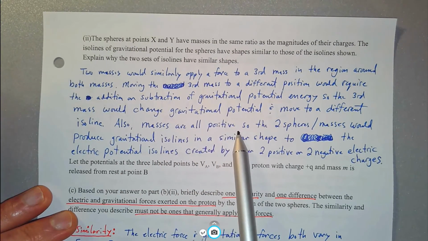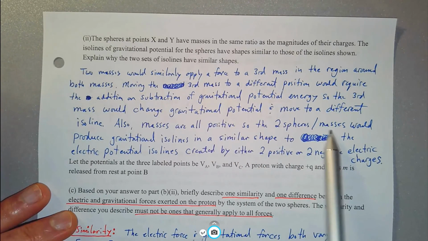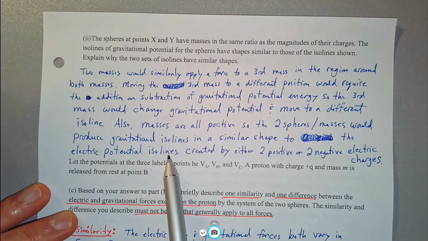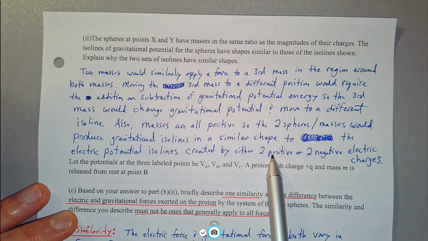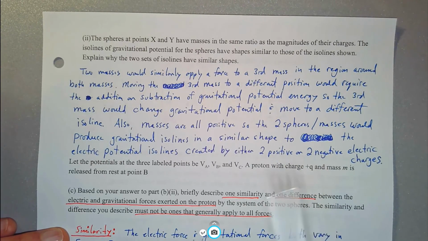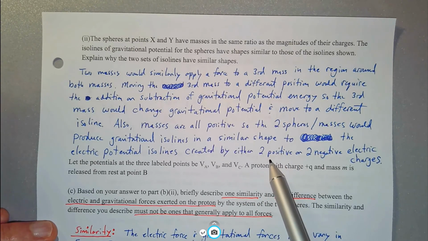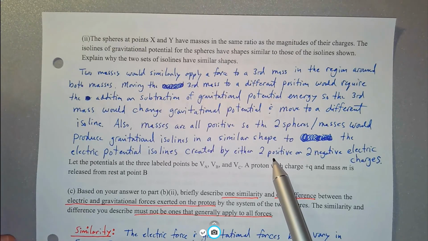Also, masses are all positive. So the spheres or masses would produce gravitational isolines in a similar shape to the electric potential isolines created by either two positive charges, like we've described here, or two negative electric charges, right? The isoline map that we looked at was for two similarly charged objects, or spheres in this case, and masses are all positive. We don't have negative mass. As far as we know, conclusively, in the universe, all masses are considered positive, so masses will be attractive to one another.